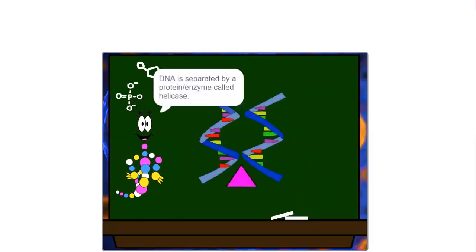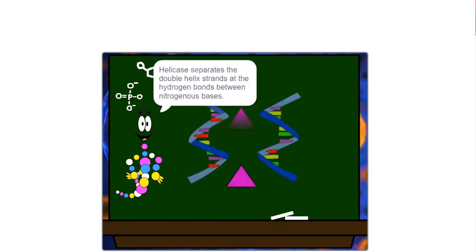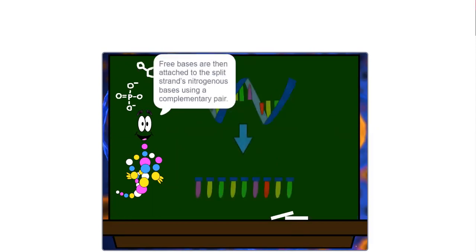DNA is separated by a protein enzyme called helicase. Helicase separates the double helix strands at the hydrogen bonds between the nitrogenous bases. Free bases are then attached to the split strands of nitrogenous bases using a complementary pair.